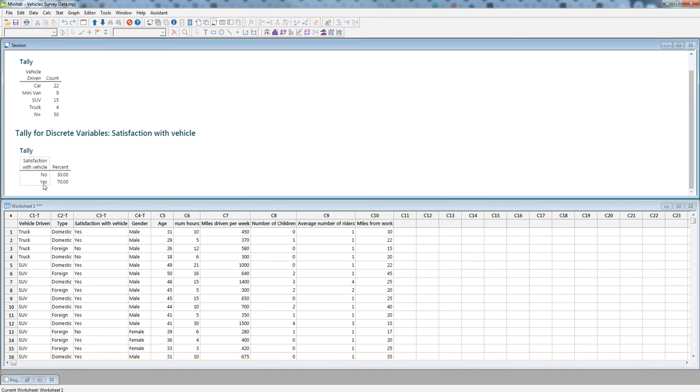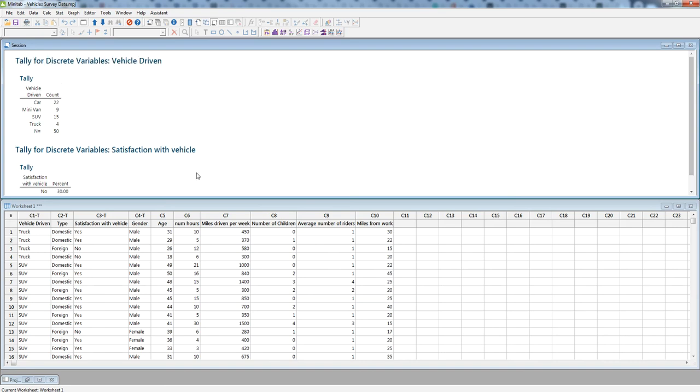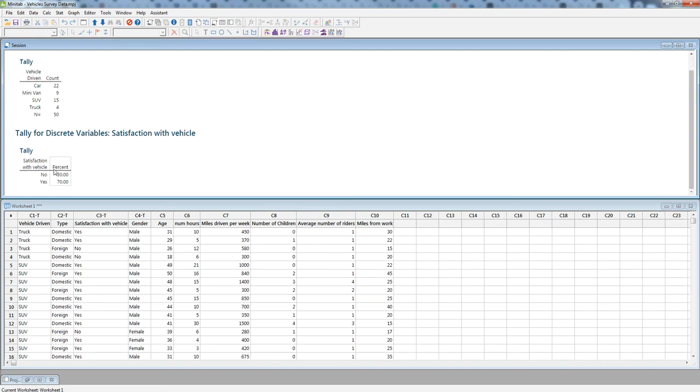Okay. Oh no. Oh yes. Oh my God, I read this wrong the first time. I thought no was 70%. So it turns out 30% of these individuals do not really like their car. 70% really like their car. So that's where we're at with that. The only downside to this is you miss the fact that there's actually 50 people in the data set. So I don't know how many are in here based on this.